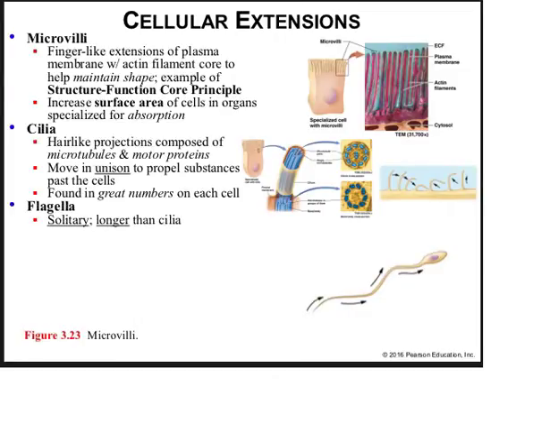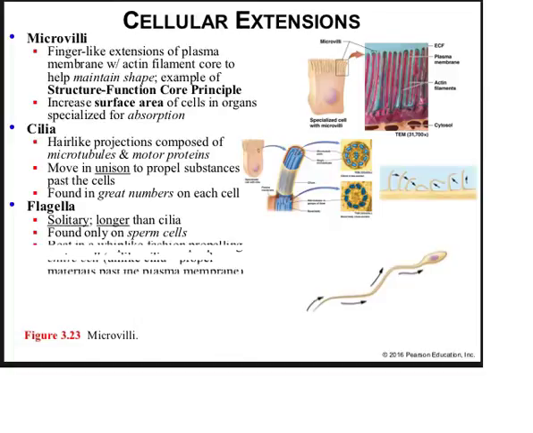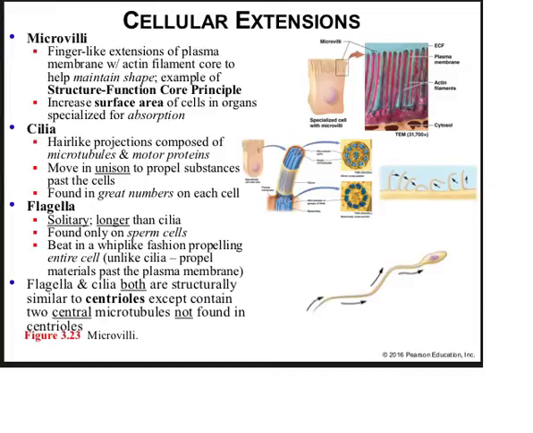They're found in great numbers on the apical ends of the cell normally. Flagella are solitary and longer than cilia. Their only location in human cells is on sperm cells, the male gamete. They beat in a whip-like fashion and propel the entire cell from point A to point B. Flagella and cilia both are structurally similar to centrioles, except they contain 2 central microtubules not found in centrioles. So, cellular extensions: microvilli for increasing surface area, cilia for the propulsion of components across the cell surface, and flagella for locomotion. Of these, cilia and flagella have a microtubule structural basis.